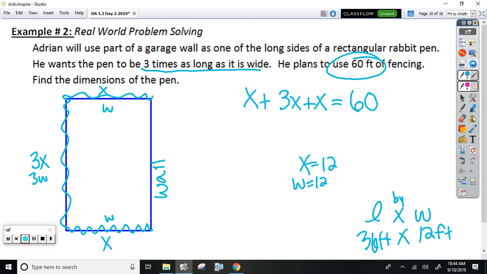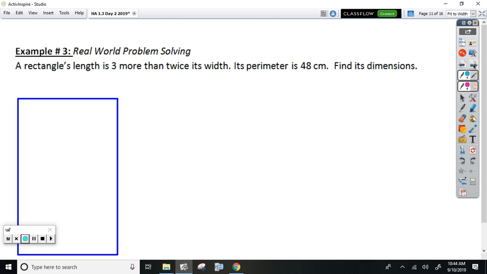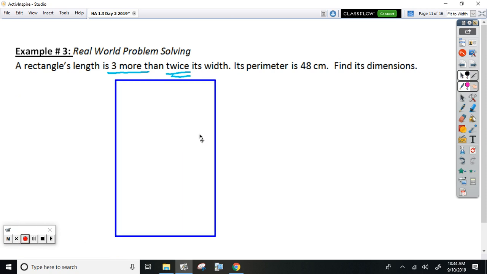Try the next one on your own. It will be a little bit more involved. This one will have a rectangle. It says the length is 3 more than twice the width. And you are enclosing the whole shape this time, so all 4 sides. Given that the perimeter is 48, find the dimensions of the rectangle.